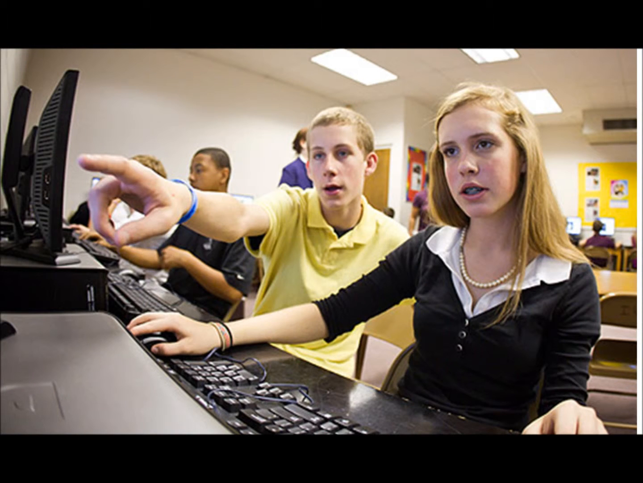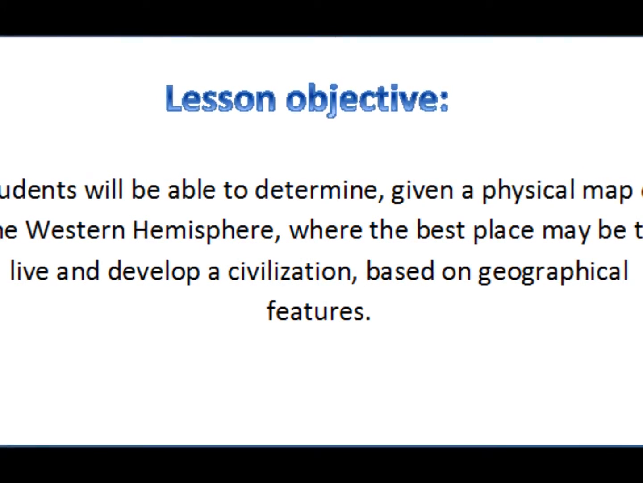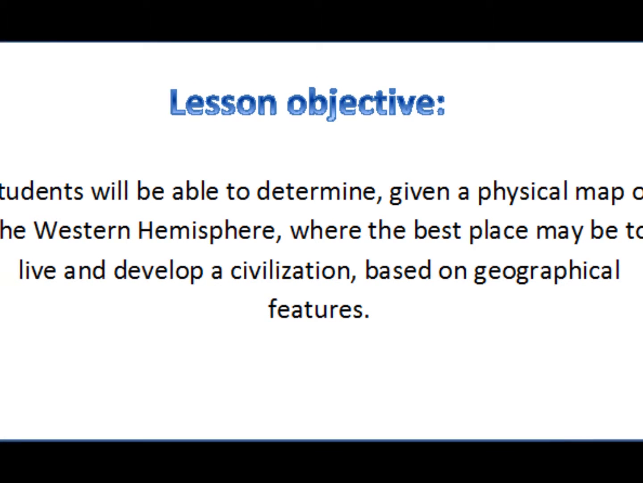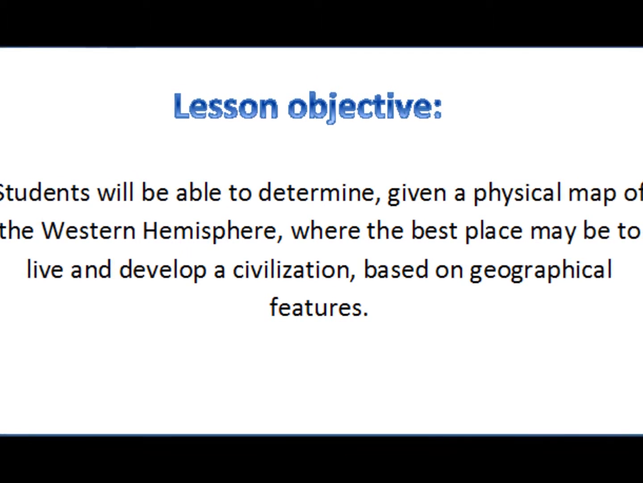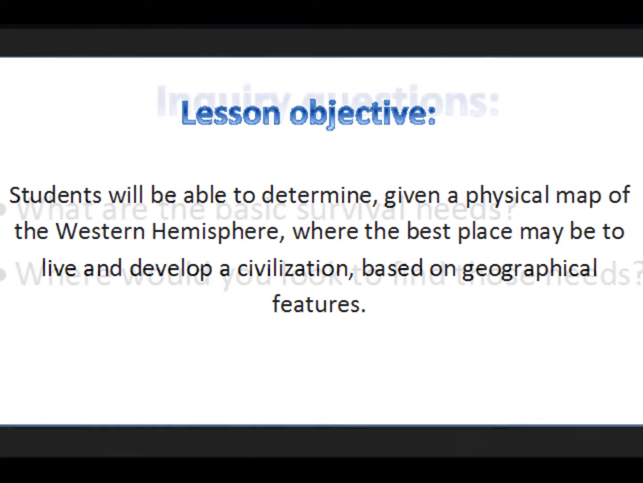Materials for this assessment consist of a computer for research and creating a PowerPoint or Prezi presentation, and also a physical map of the Western Hemisphere for students to determine the location of their new settlement. A projector will also be needed to display the students' presentations. By the end of this lesson, students will be able to determine, based on a physical map, where the best place may be to live and develop a civilization based on geographical features.